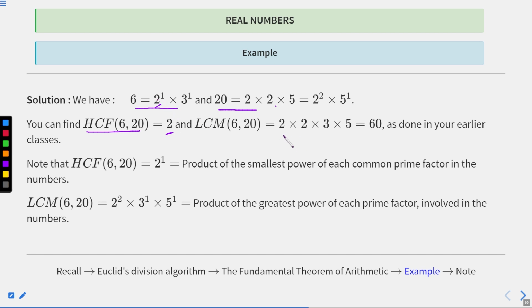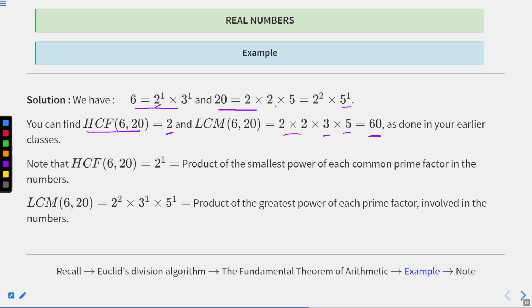Okay, so 2 squared, into the highest power of 3 which is 1, so into 3, and into the highest power of 5 which is 1, so into 5. If we multiply them, we get 60. So the LCM of 6 and 20 is equal to 60.